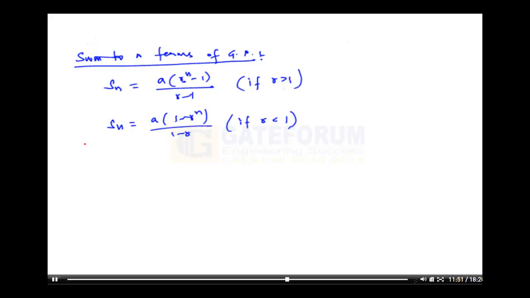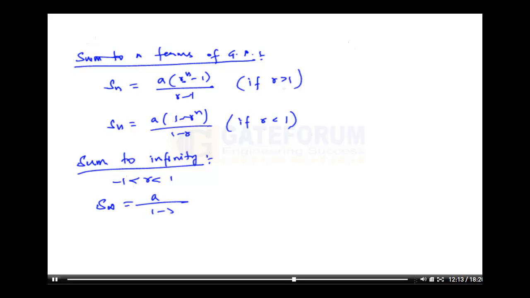That's it. Now, also we have sum to infinity. In this sum to infinity, strictly r should lie between minus 1 and 1. Then only this formula is applicable. Otherwise, sum to infinity is not defined. Therefore, S infinity is given by a by (1 minus r), where r lies between minus 1 and 1. Remember this formula also.